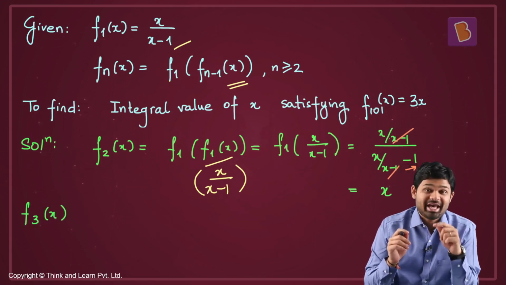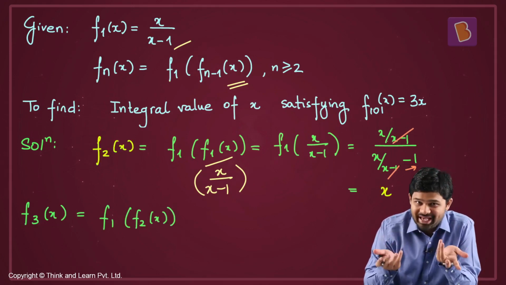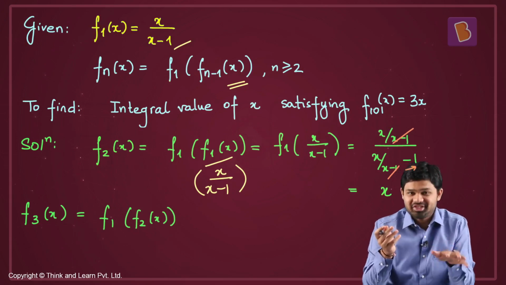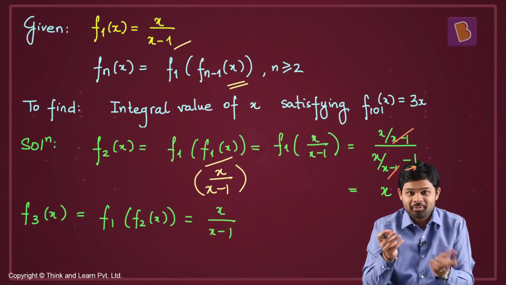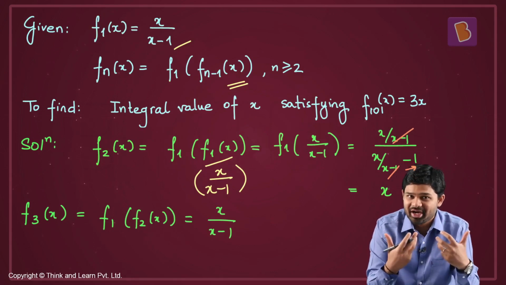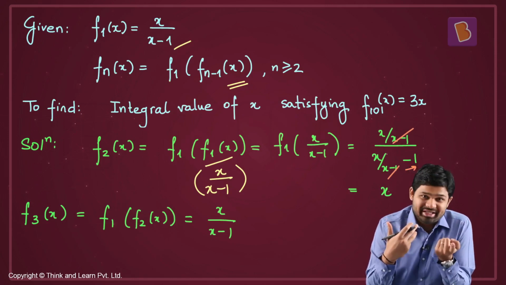What is f3 of x? f3 of x is f1 of f2 of x, and f2 of x is just x. So f3 of x in fact is f1 of x, which is x divided by x minus 1. Now this seems to be giving us an interesting pattern, right? f1 of x and f3 of x are exactly the same. f2 of x is x.